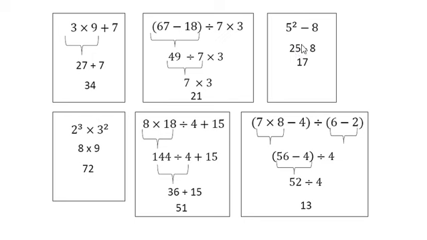Exponent followed by subtraction. Exponent followed by multiplication. Multiplication first because it comes first. Division, it comes first. And then finally your addition, okay, 51. Multiplication, subtraction, here subtraction, division, okay.